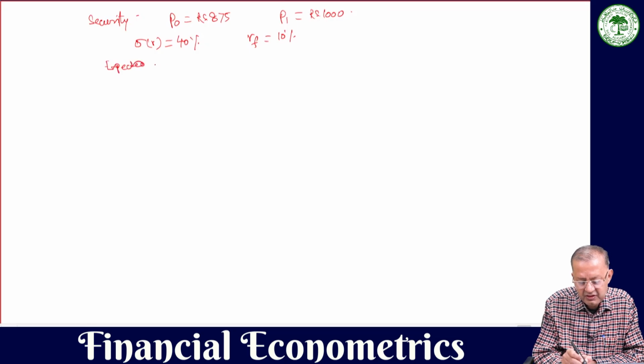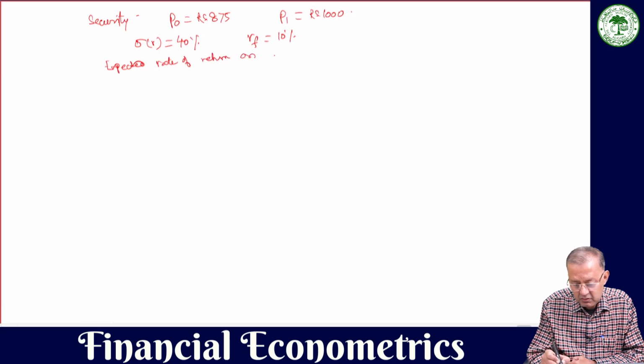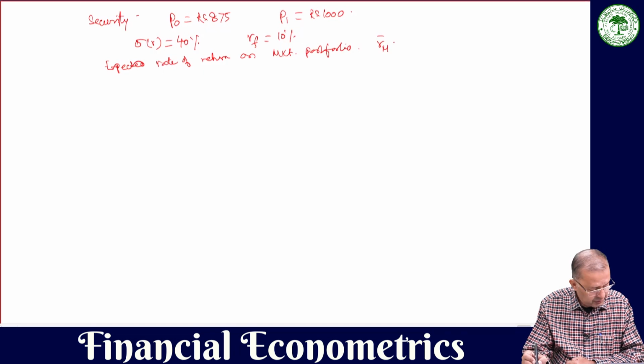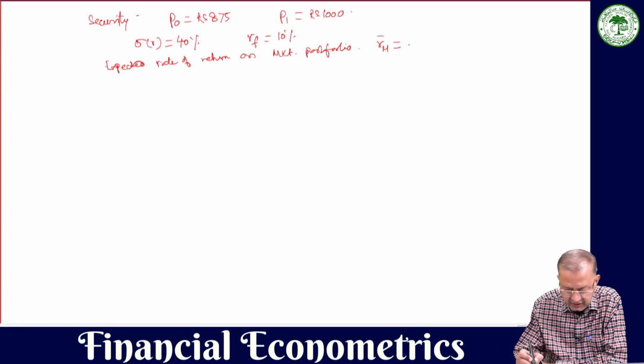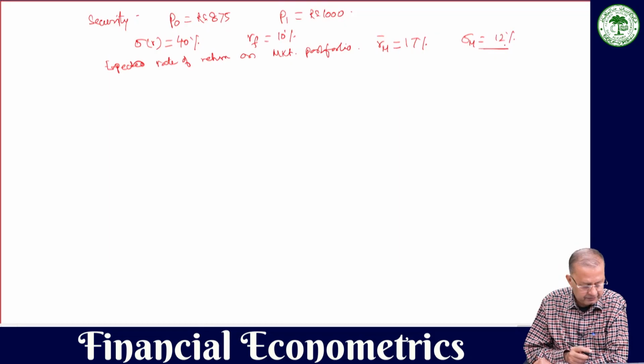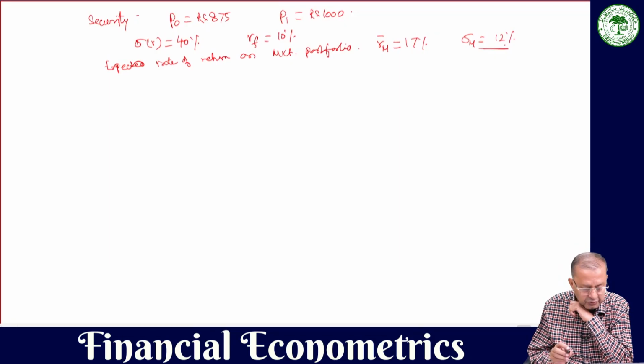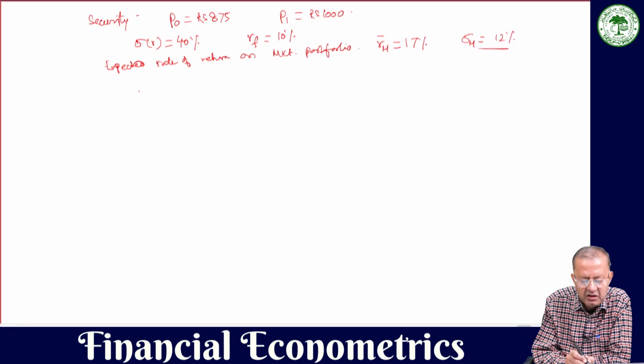Expected rate of return on market portfolio, Rm bar. Suppose this is equal to 17% with sigma m equal to 12%. So what is the mean rate of return?